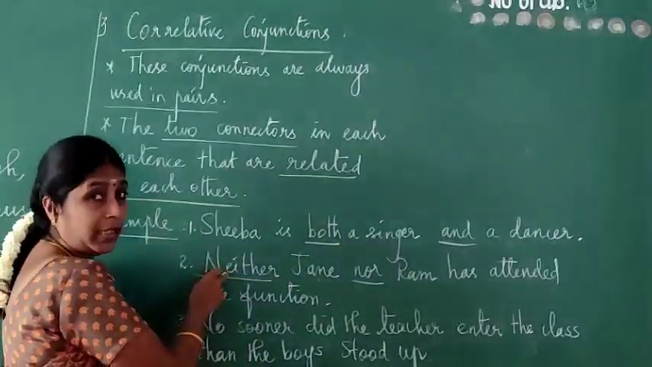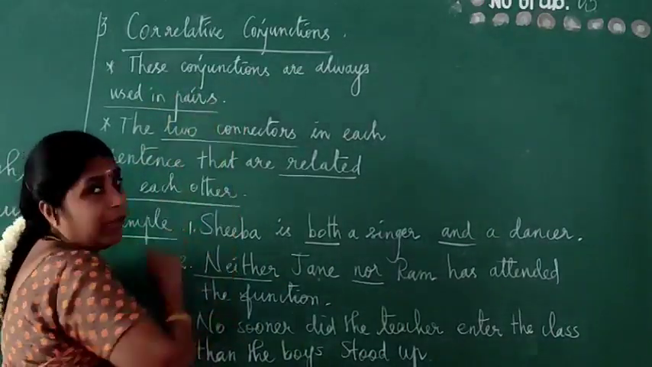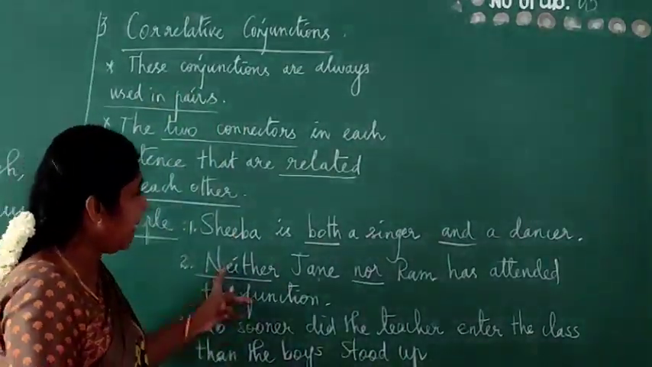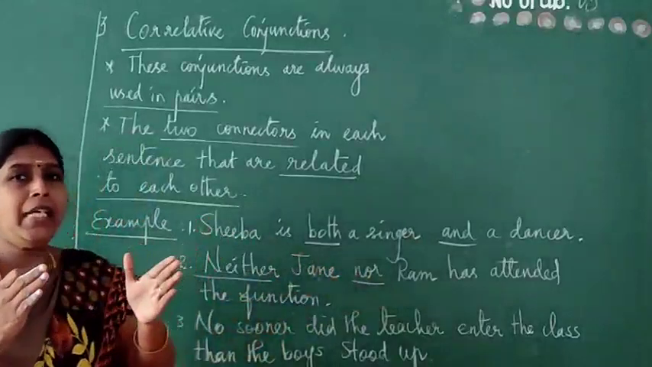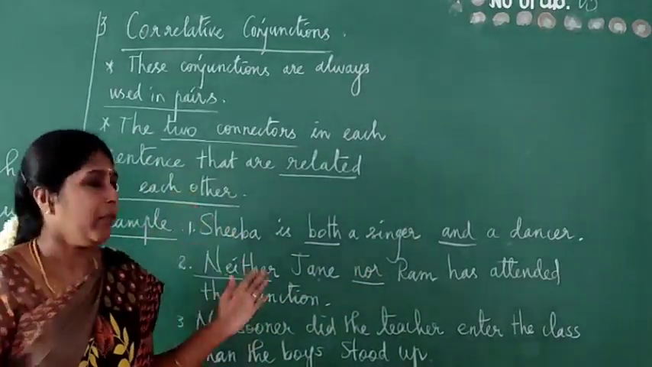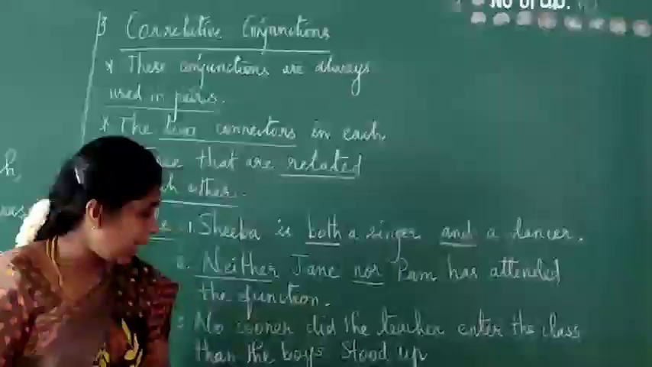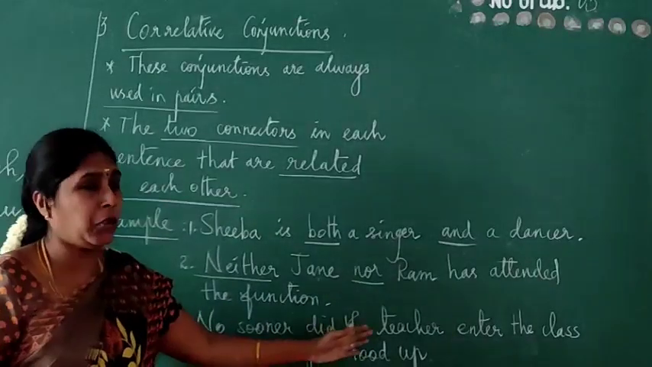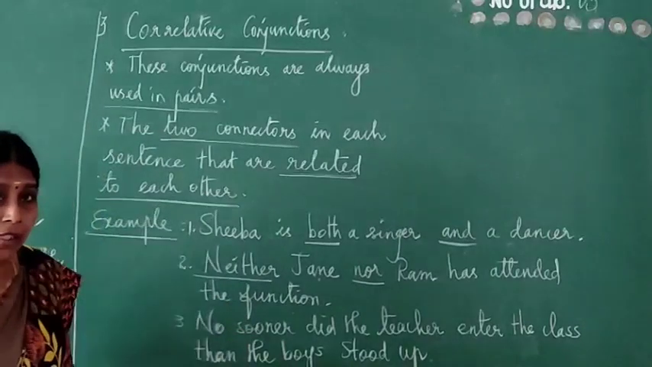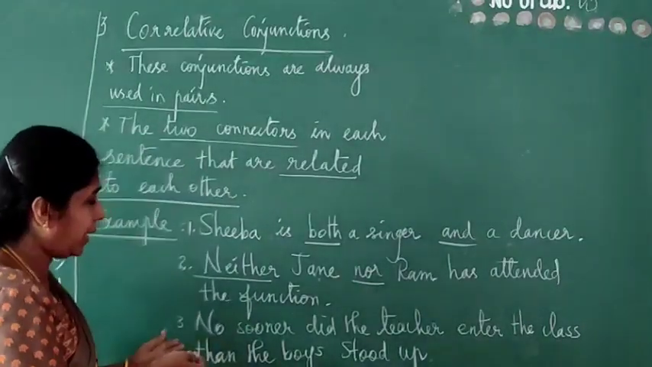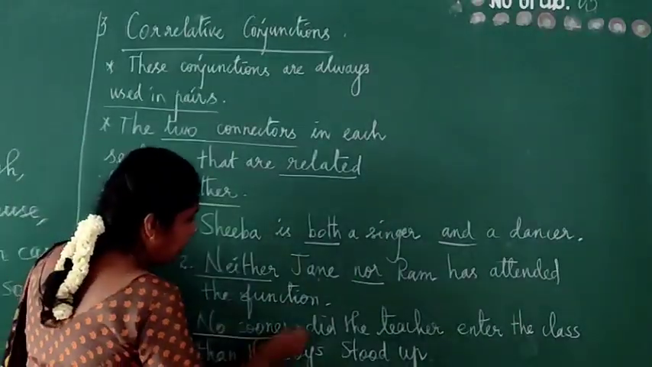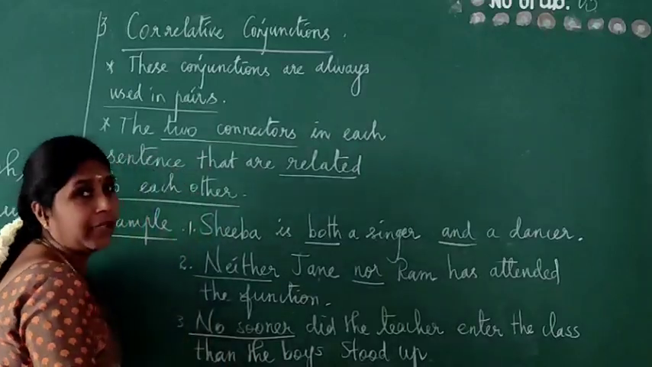So here, what is the conjunction word? Correlative conjunction. What are the two words? Neither nor. So always that comes as a pair in a sentence. No sooner did the teacher enter the class than the boys stood up. Here, what are the words? Can you identify? Yes, no sooner than.